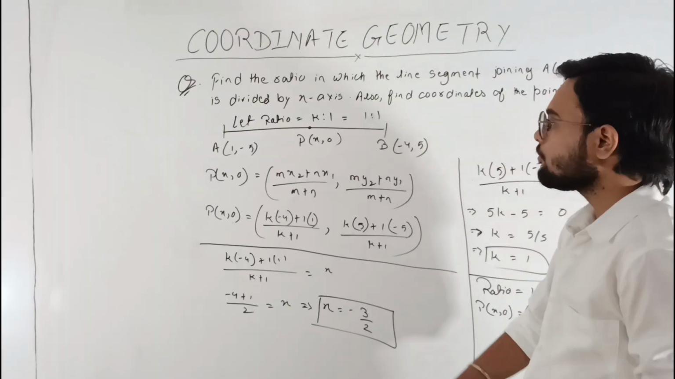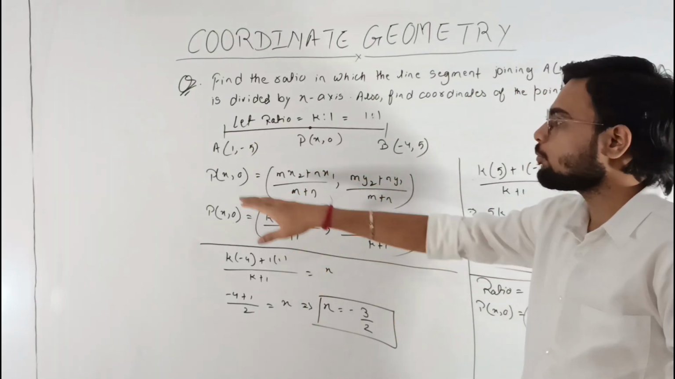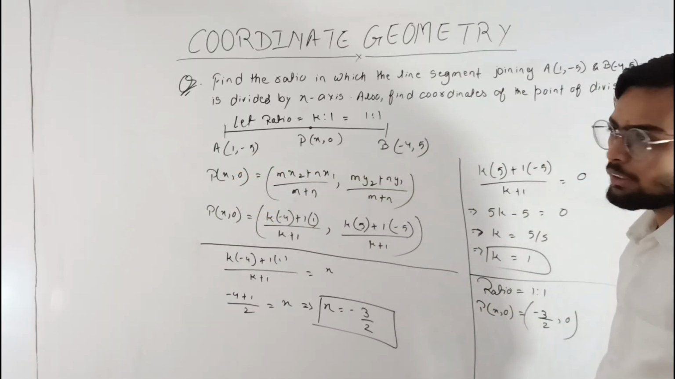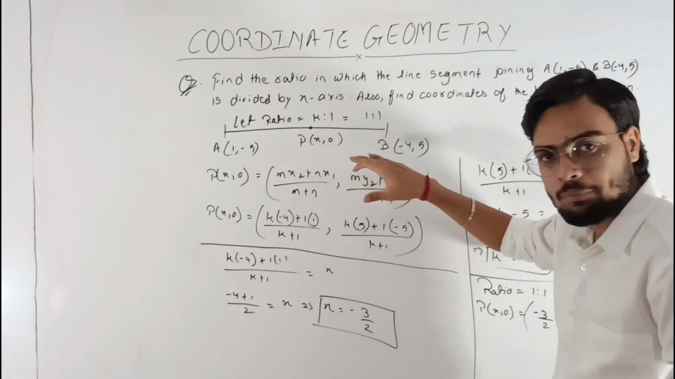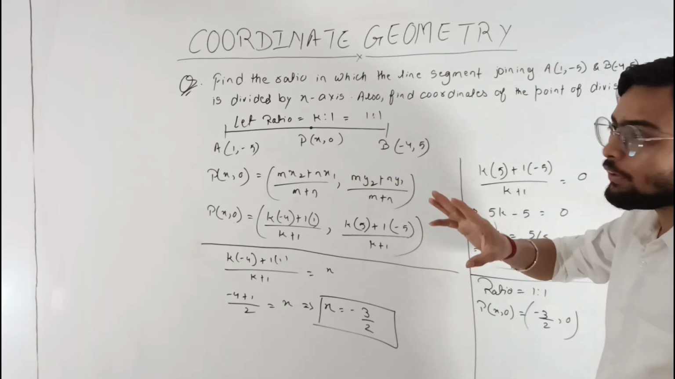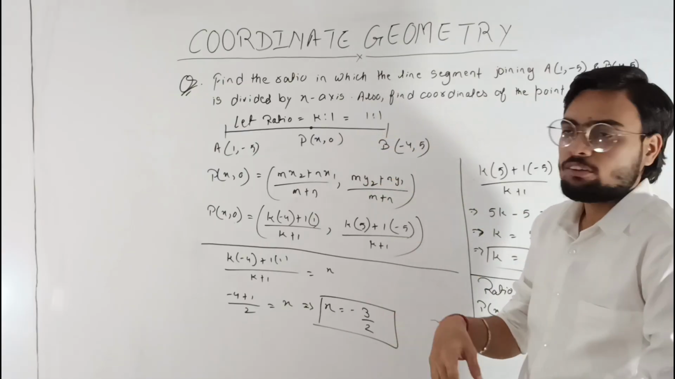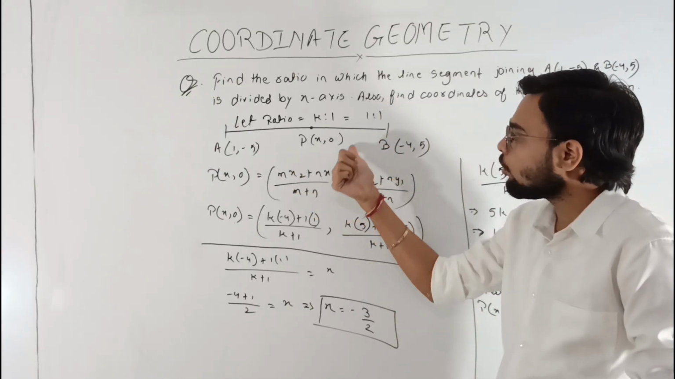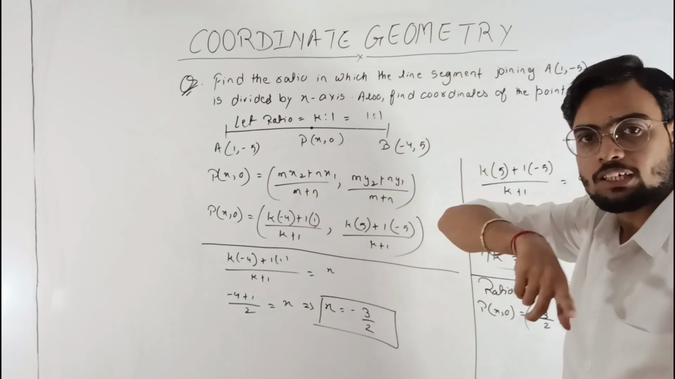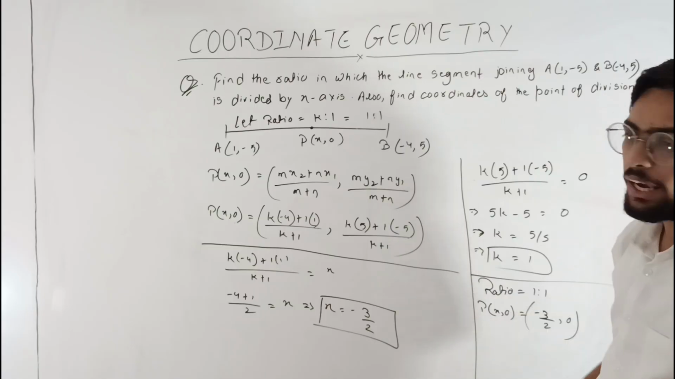What is the question? There is a line joining points A and B, and the coordinates of point A are given as (1, minus 5) and B is (minus 4, 5). The question says that this line AB is divided by a point which lies on the x-axis. Then you have to find the ratio in which this line is divided, and then you also have to find the coordinates of point P. So look, when a point lies on the x-axis, what are its coordinates? x and 0. The y coordinate is 0 when a point lies on the x-axis.